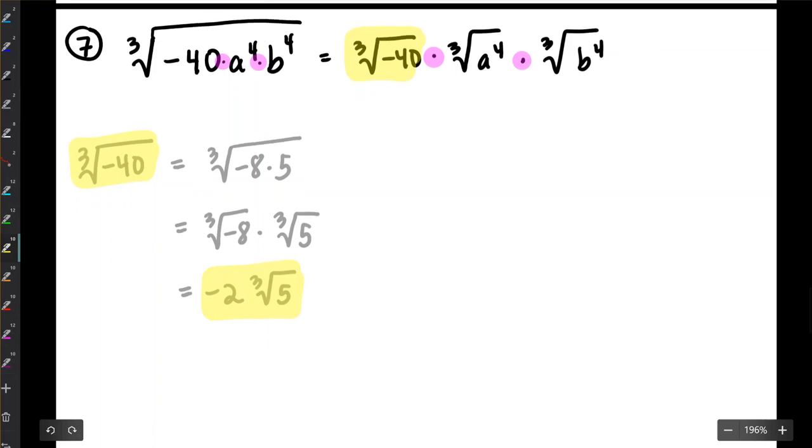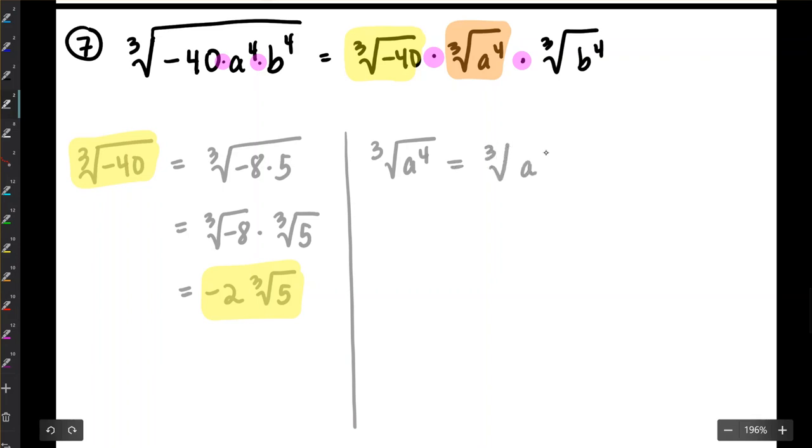All right, and now let's do the cube root of a to the 4th. I think we got space to do this here. A to the 4th has a perfect cube in it. It has a cubed. Right? A cubed times one more a would be a to the 4th. Using my product property, we have the cube root of a cubed times the cube root of a. The cube root of a cubed is just a times the cube root of a.